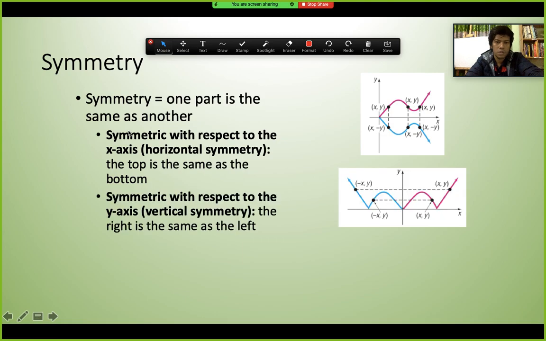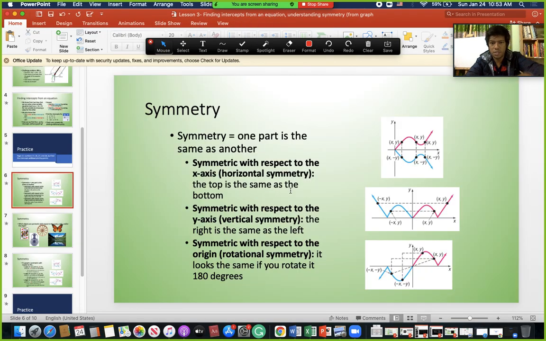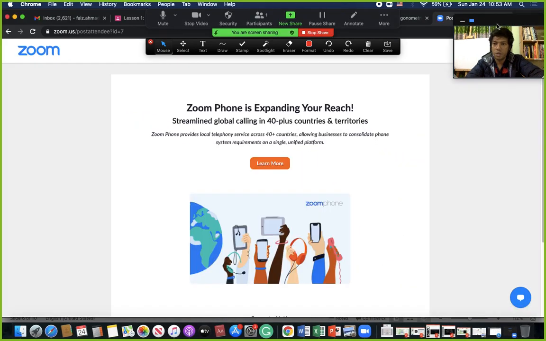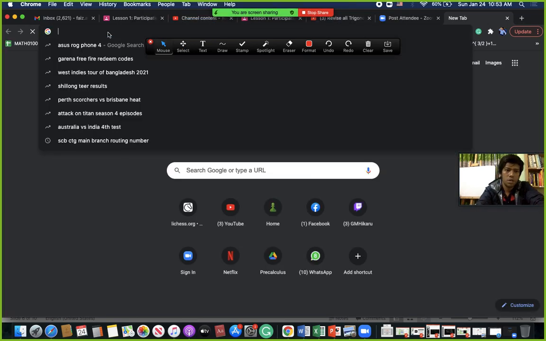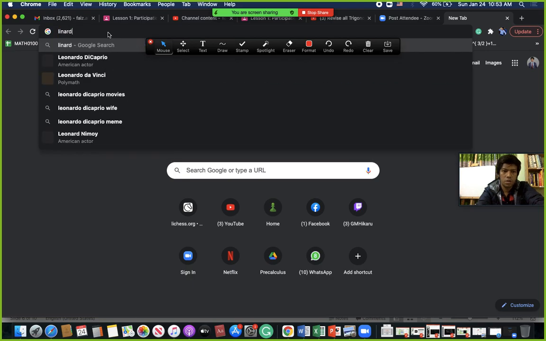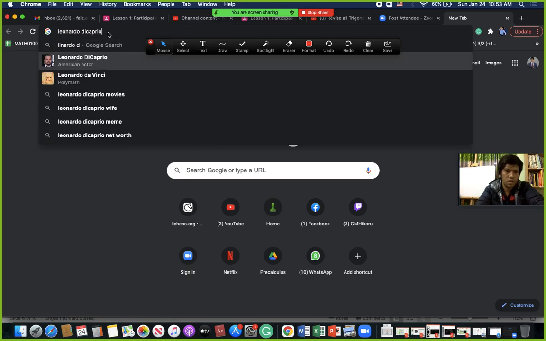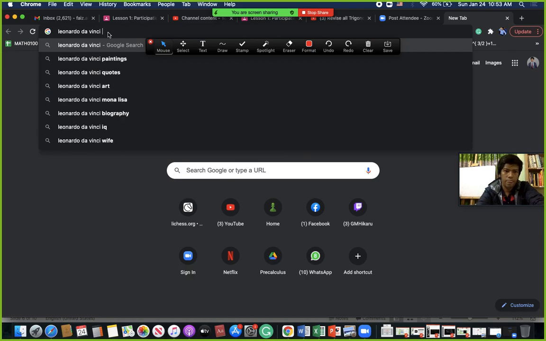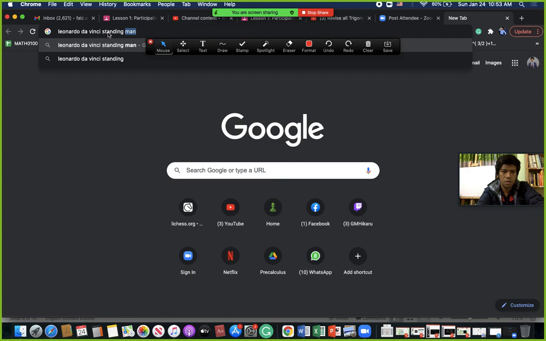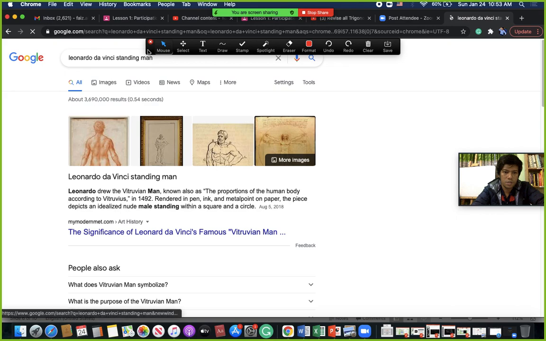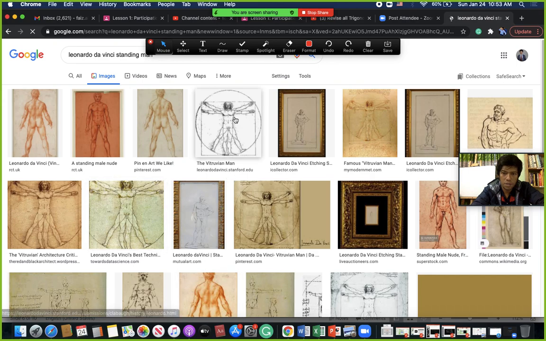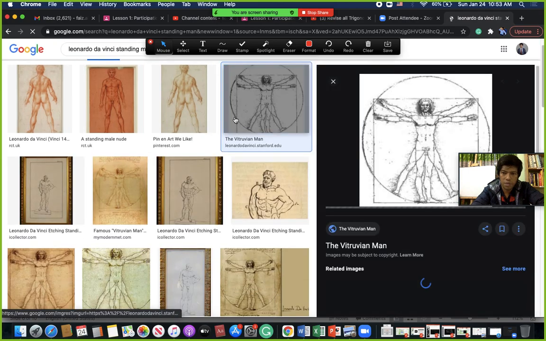Let me show you one figure. This just came to my mind right now, and I can show you. There is a picture of a man by Leonardo da Vinci, a standing man. So you will see that his figure is symmetric. This is one of the very famous figures from Leonardo da Vinci.